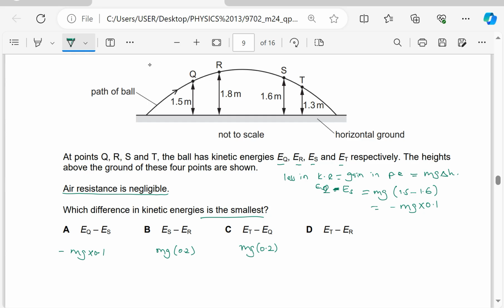Then T and R. This is mg times T is 1.3 and R is 1.8. So I can say 1.3 minus 1.8, or the other way around. The order doesn't matter. We just want the magnitude. So this difference is 0.5. So we want the smallest difference. So the answer is going to be A. Which difference in the kinetic energies is the smallest? The answer is this one, because you notice that the difference in H is 0.1.